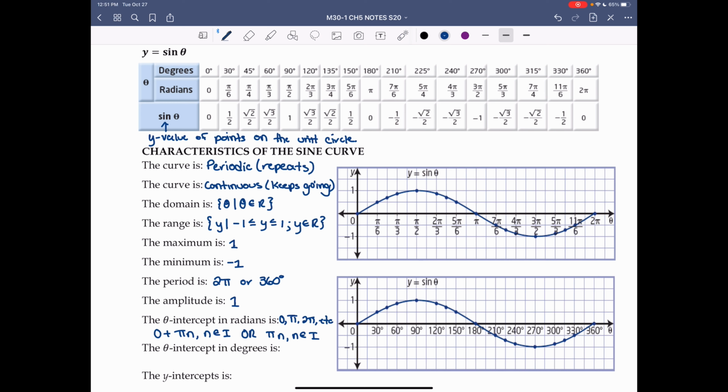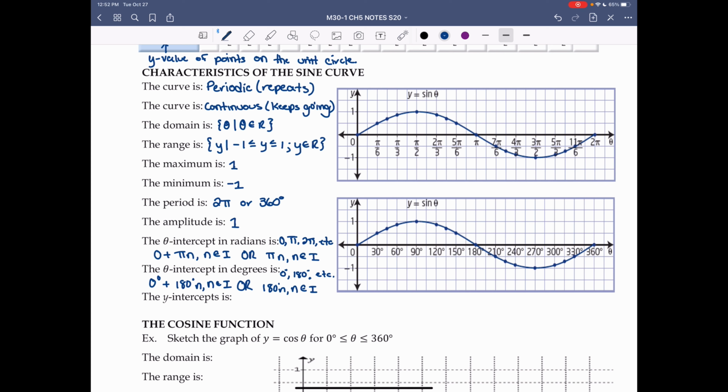And then the theta intercept in degrees, same idea. On the graph we have 0, then 180, then 360, and so on. It's going to continue on forever. 0, 180 degrees, etc. So to write that in general form, we would have 0 degrees plus 180 degrees n, where n is an element of the integers. Or we could write that just as 180 degrees n, where n is an element of the integers.